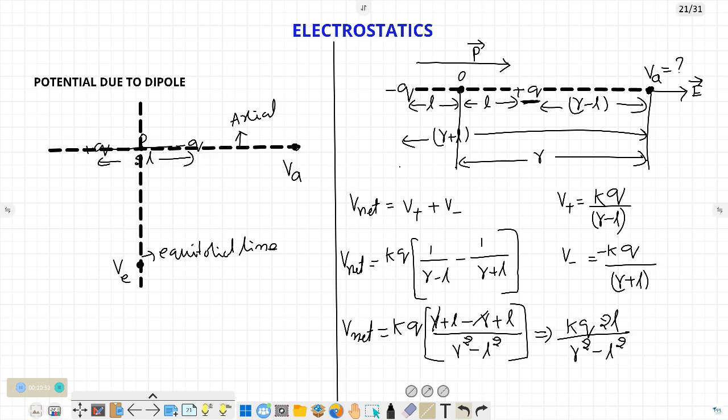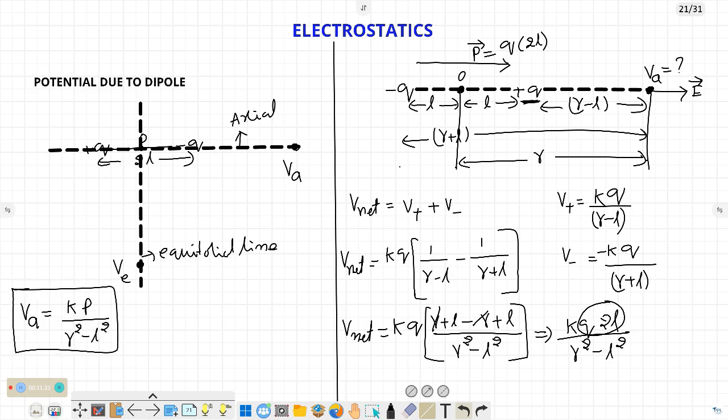According to the dipole moment, what is the dipole moment? That is P. The dipole moment we can define as the product of charge and the length of the dipole, that is q into 2L. So I can replace this q into 2L with P, so the net potential at that point, which is called the axial potential, is equal to k into P by r square minus L square. This is one equation. Suppose L is much smaller compared to the distance of the point, that is r. In this case, I can neglect the length of the dipole.